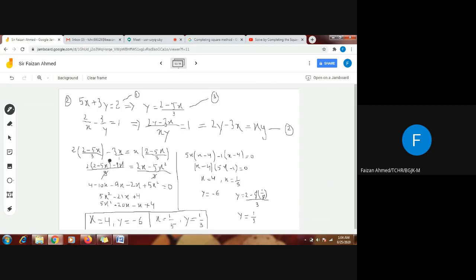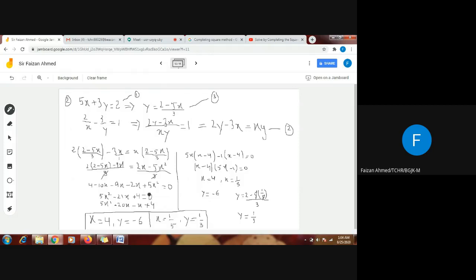Now I will take LCM. 3 and 1, 3 will be the LCM, this will be as it is, and since this is 1 and I have to make it 3, I will multiply it with 3. The numerator will also be multiplied by 3, so it will be 9x equals to, this x will be multiplied by 2, will be 2x, and then this minus sign, and x multiplied by 5x will be 5x square. This 3 and this 3 will be cancelled out, and my quadratic equation will be 5x square minus 20x minus 21x plus 4 equals to 0.